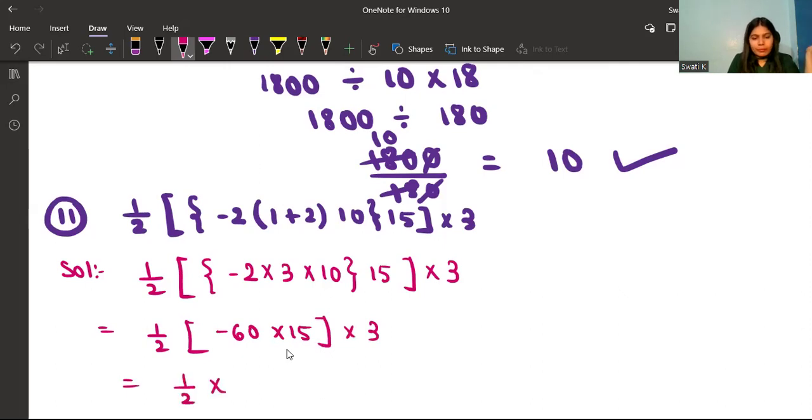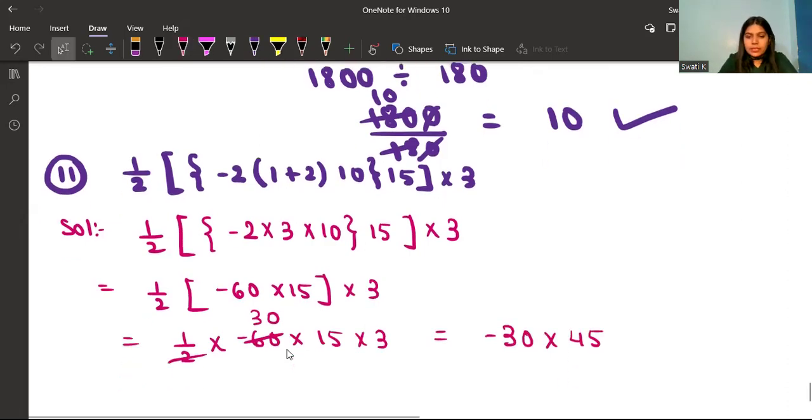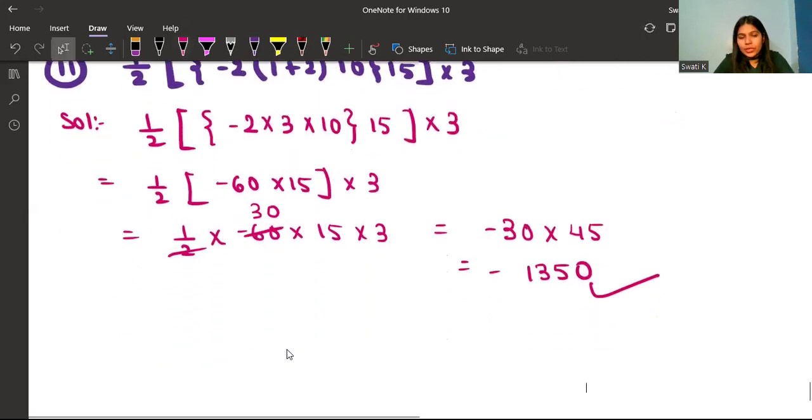It's nothing but 1 by 2 times minus 60, because everything is multiplication only. So even if I remove the bracket, it's okay. So this will become 2 times 3 is 6, and then 0. So it will become minus 30 times 45, which is nothing but, if you simplify this, 0 will come as it is, the minus sign will come as it is, and this will become, okay, 135. Yeah. So the answer is minus 1350.